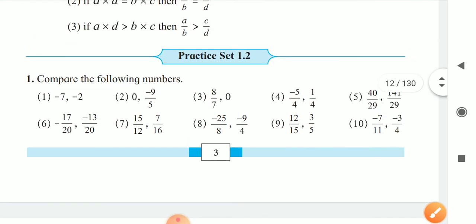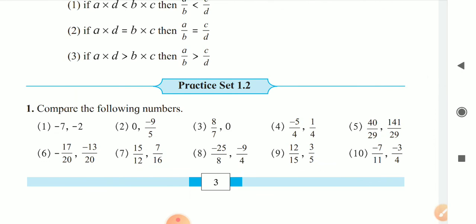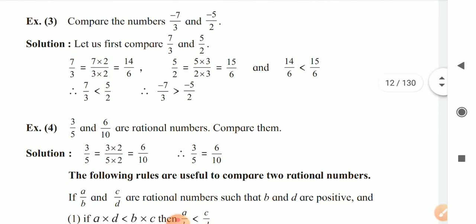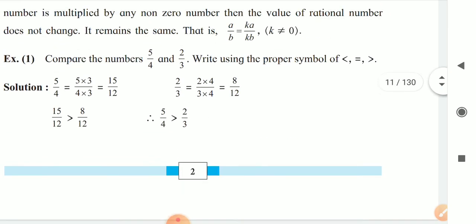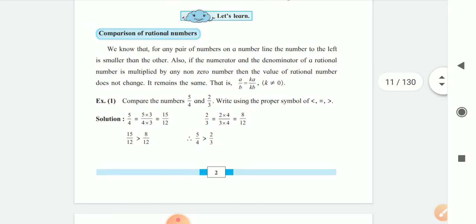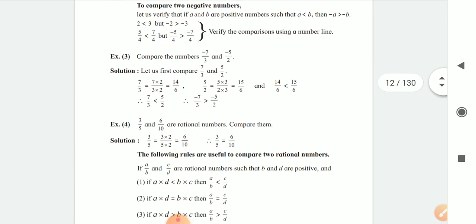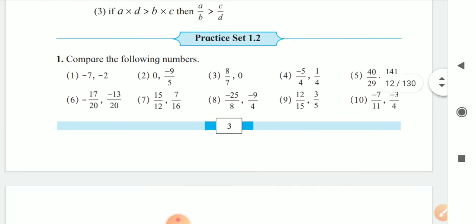So 1.2 you are going to solve at home. Just now I told you how to solve, and at home you have to write these 3-4 solved examples which are given in our textbook. These examples also you have to write and solve practice set number 1.2.